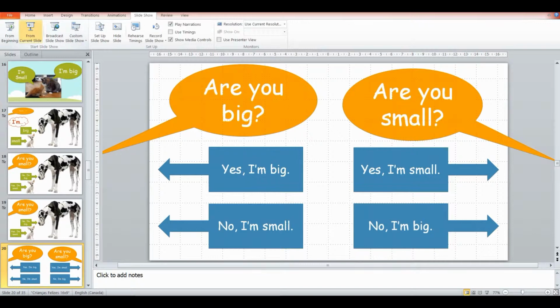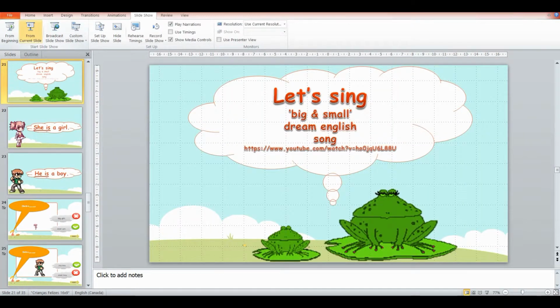So they ask the question, they give a blue answer, they ask another question, they give a blue answer, and then they move to the back and the next student comes forward. It's just to kind of get them up and get them moving and using the language as well. And when that starts to break down, then we're going to move into a song, which is a great song that's really catchy, that gets them moving around and singing and using the vocabulary.